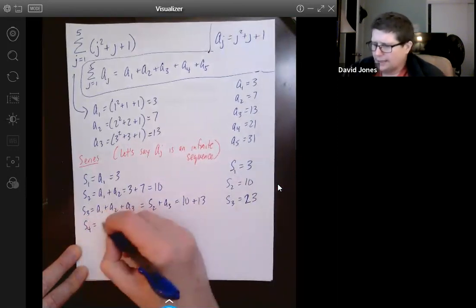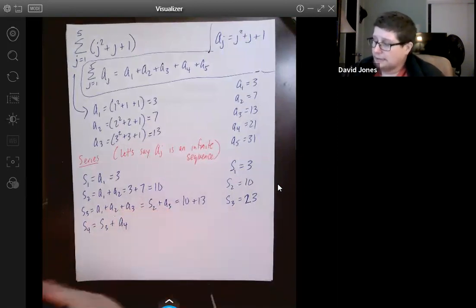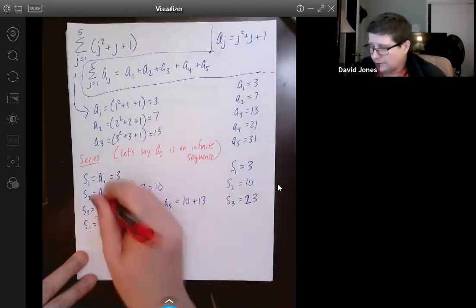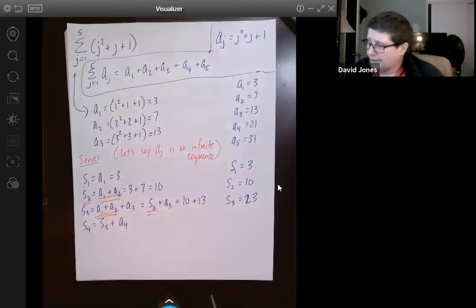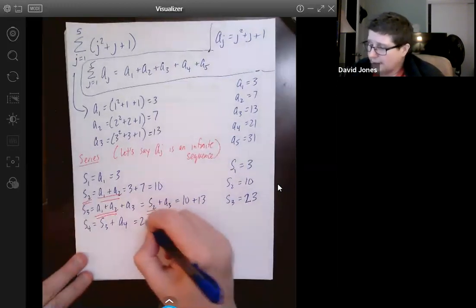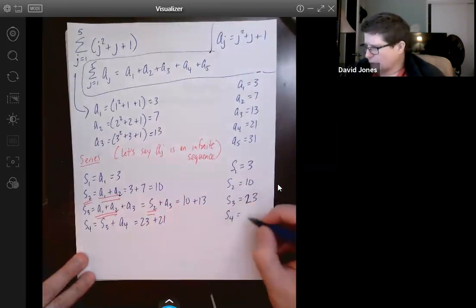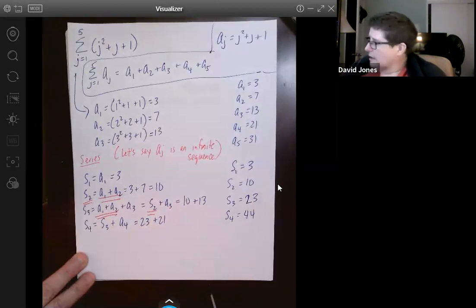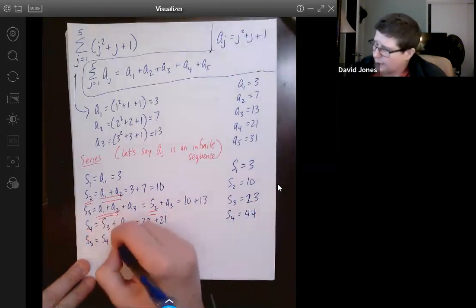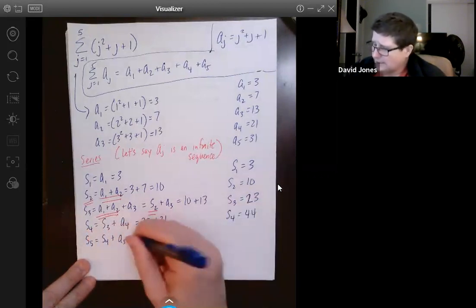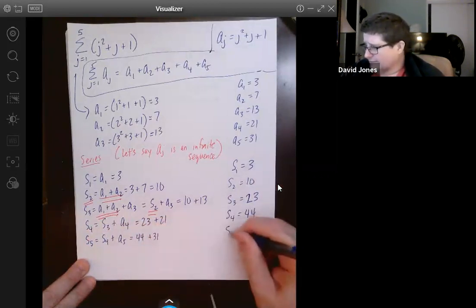S sub 4 would be S sub 3 plus a sub 4, like I just said, the shortcut. And what we got here, S sub 3 was 23, a sub 4 is 21, so S sub 4 is 44. And S sub 5 is S sub 4 plus a sub 5. 44 plus 31 is 75.